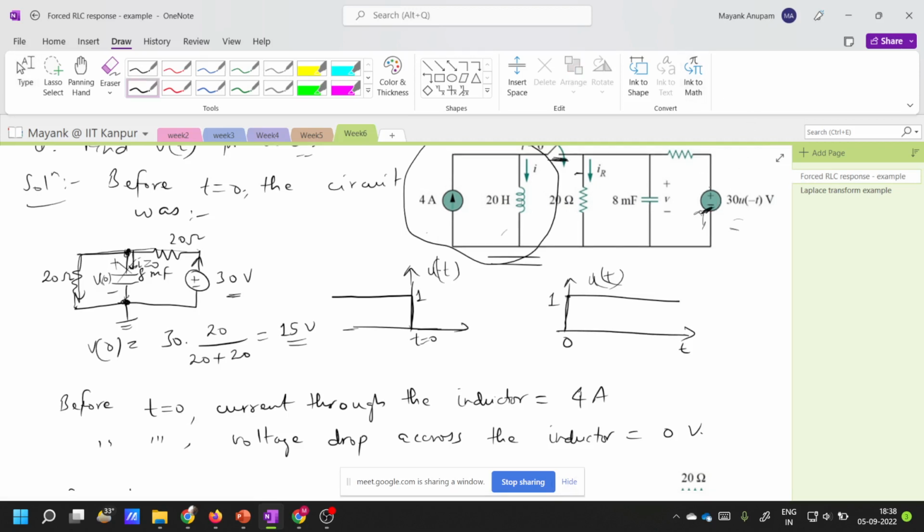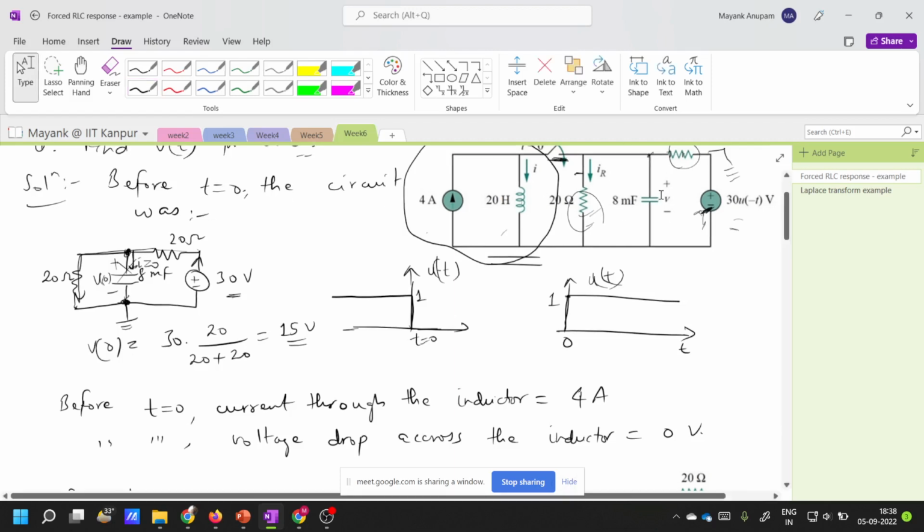This is just shorted here. Okay, so this resistor here and this resistor here, they are in parallel. Student: Yes sir, voltage drop, potential divider. Correct, yes, correct.